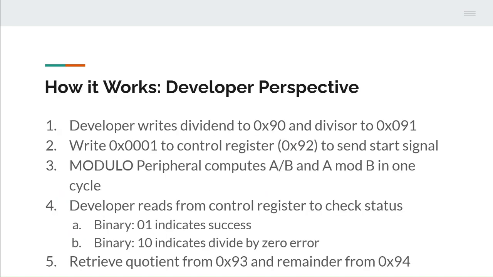Here is the complete usage pattern for the peripheral. First, the user will write the dividend to address 90 and then write the divisor to address 91. They can then begin the operation by writing the constant 1 to the control register 92. They can then poll the done bit in mod control until it becomes 1. They're then allowed to read the quotient from 93 and read the remainder from 94. This sequence never changes regardless of the application. It's consistent, simple, and extremely easy for the programmer to follow.